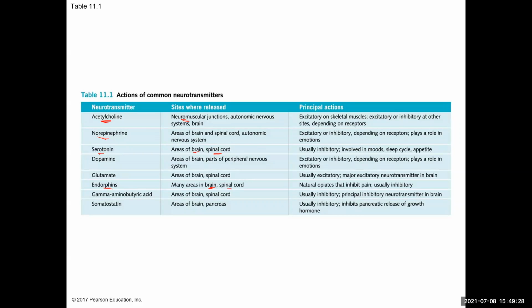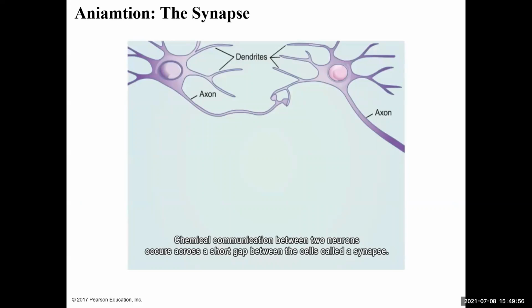And then it tells you what actions happen because of that. Acetylcholine is important for movement of skeletal muscles. Serotonin is important for mood, sleep cycle, etc. So a lot of these neurotransmitters are very important for allowing our bodies to function appropriately. Okay. So we have a little animation here that goes through that process of transmission from the axon terminal across the synapse to the target cell. We'll just take a look at that.